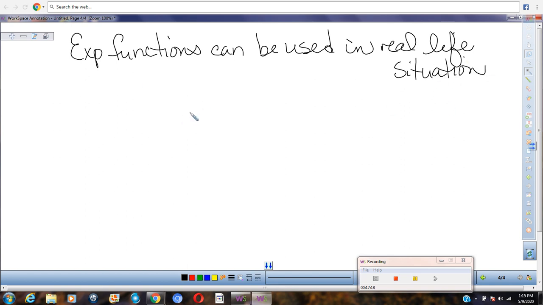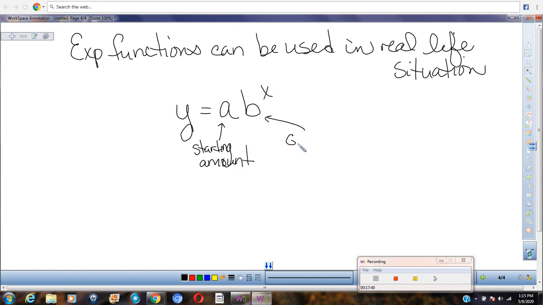Your basic exponential function usually looks like this. Y equals, there's a number in front, we're going to call that A, and then B to the X. This A actually represents our starting amount, how much you're starting with. B is always what we call our growth or our decay factor. It's what it's being multiplied by, or how quickly it's growing or decaying, getting smaller.